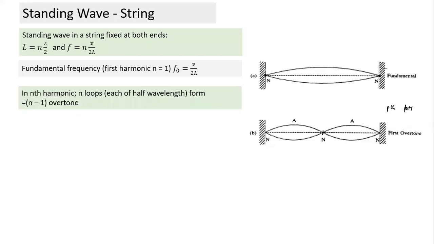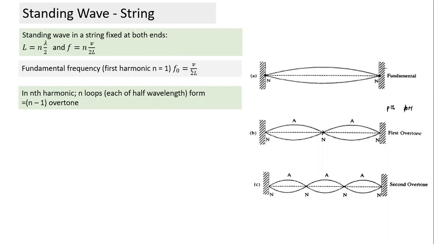And for the nth harmonic, if you have to draw it, say n is 8, how do you draw the figure corresponding to n equal to 8? We divide this length into 8 parts, and each part will have one loop, and that becomes the shape. So n loops. Whenever it is the nth harmonic, the overtone number is one less, because the fundamental frequency is not counted as an overtone. Overtones are multiples of that. And this is the second overtone or third harmonic.